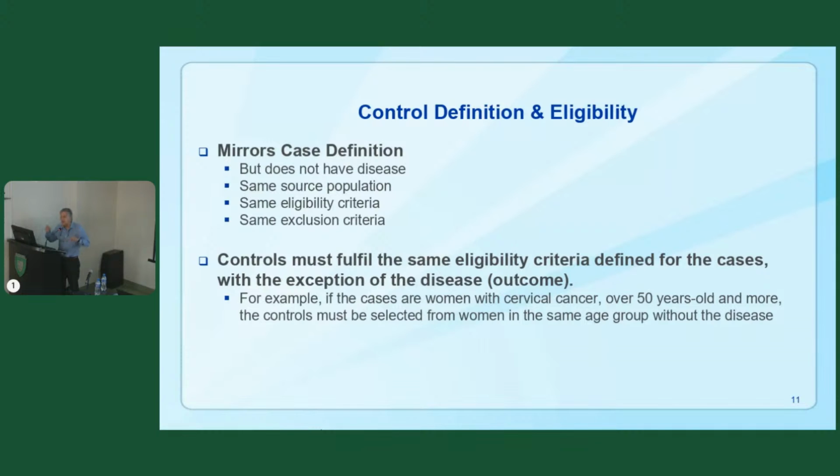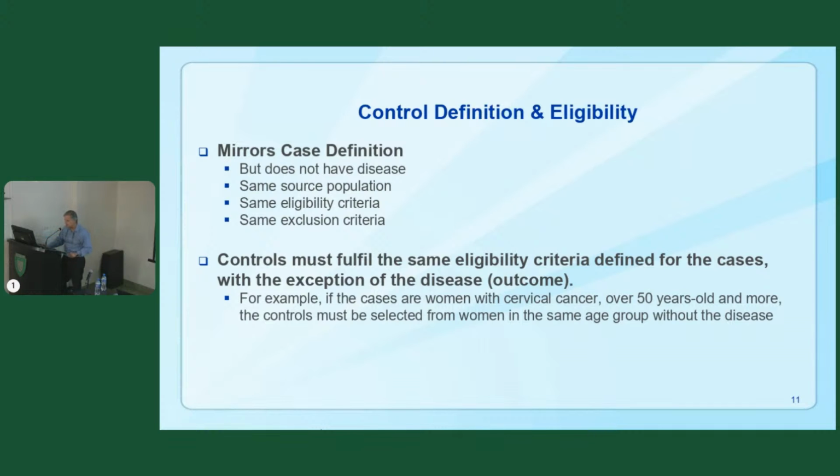So how do you do that? They come from the same source population. You have the same eligibility criteria applied, the same exclusion criteria. You end up with people who likely could have been cases if they were not your controls. They must fulfill the same eligibility criteria defined before. Okay, we already mentioned that.